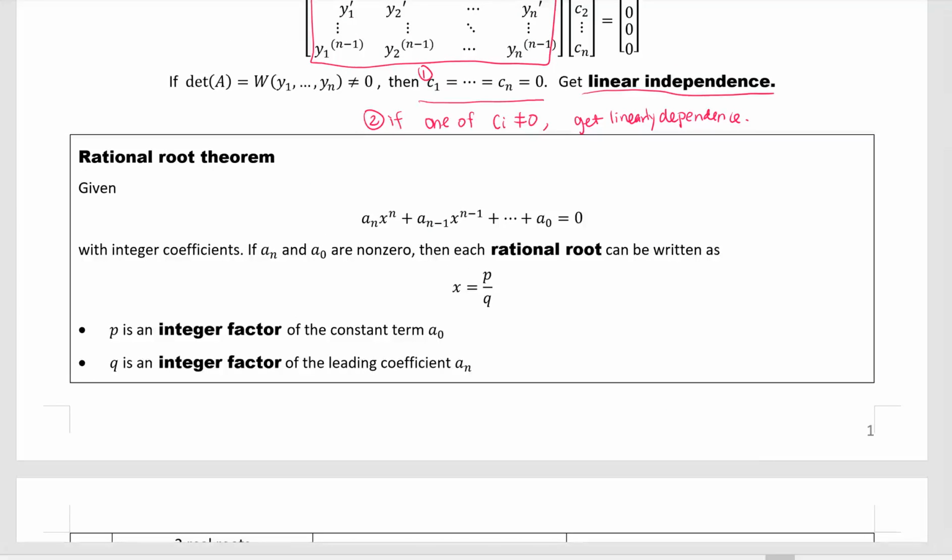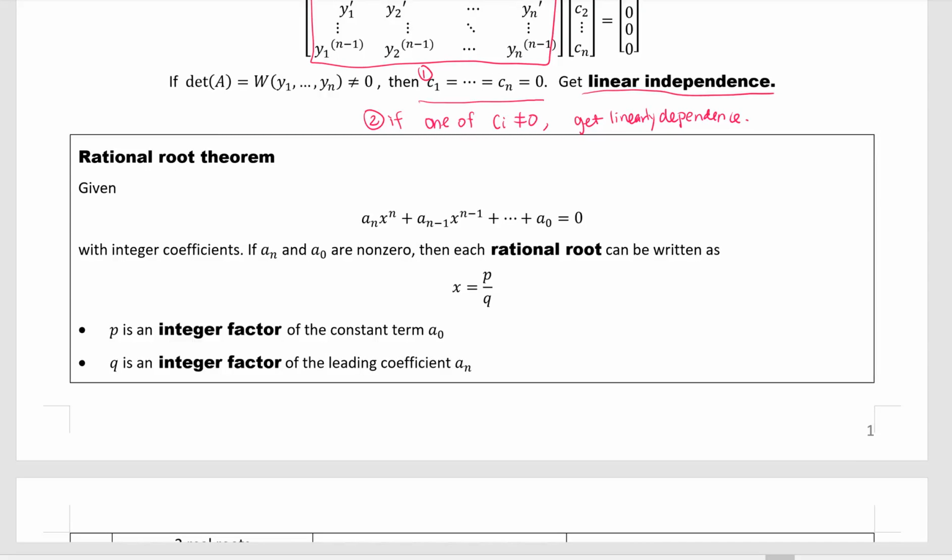So today the sessions also involve how to solve a higher order polynomial. Well, we know that for quadratic functions, we have the quadratic formula to solve it. How about higher order polynomial equations? How can we solve it? Well, this is the rational roots theorem.